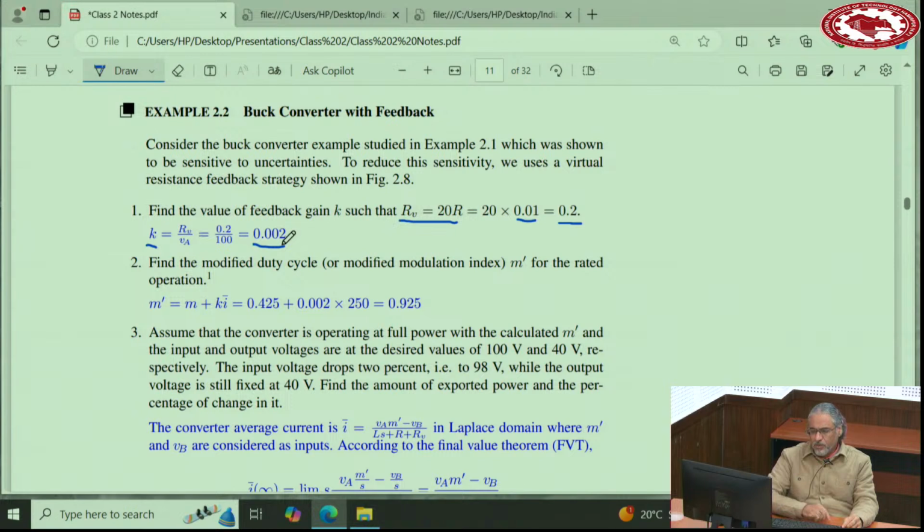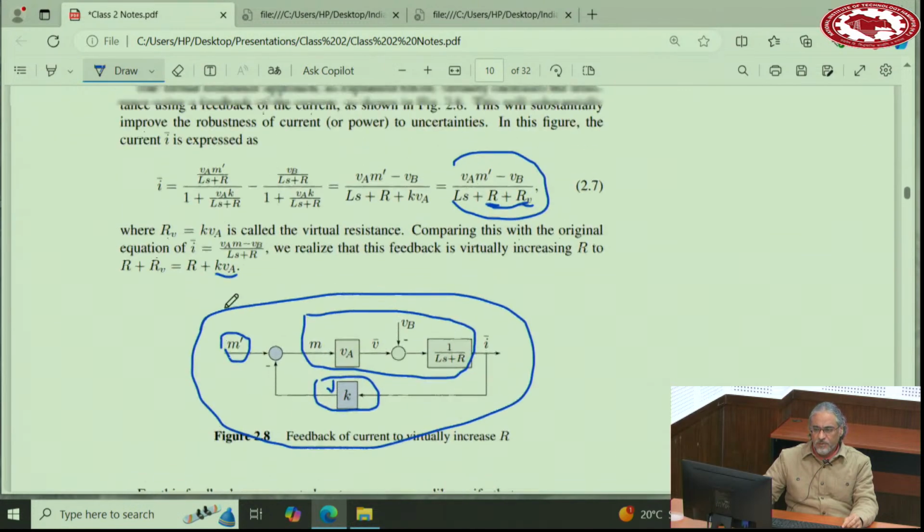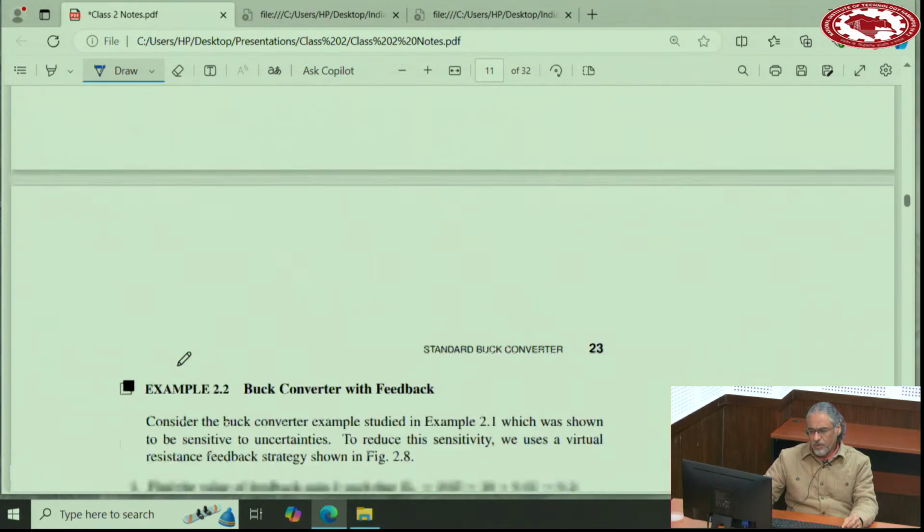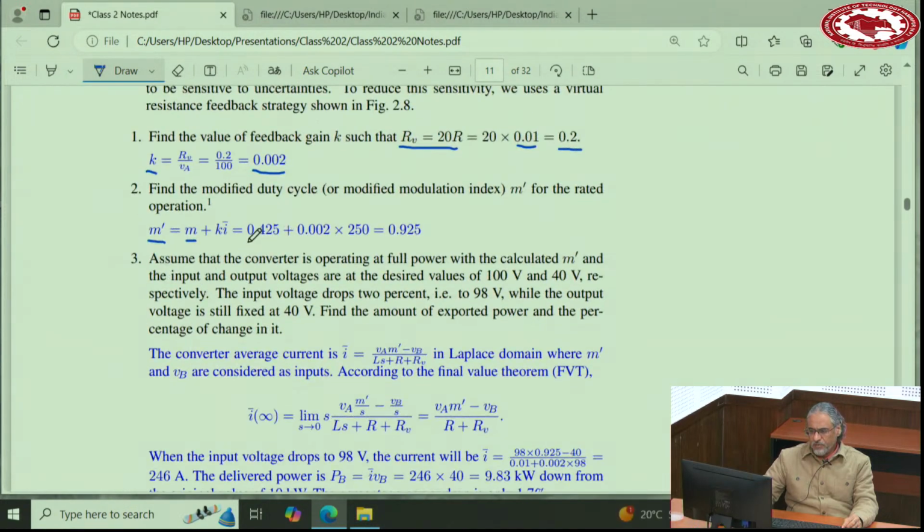Then the modified modulation index at the rated operation is M prime, from this diagram. This modulation index is M prime minus K I bar, so M prime is M plus K times I bar. You calculate that for 425, and that gives you 925. Remember, this M prime is not a modulation index anymore, so it doesn't have to be below 1. If it's even above 1, that's all right, no problem. But M should always be between 0 and 1.